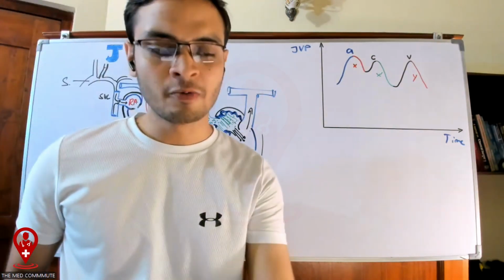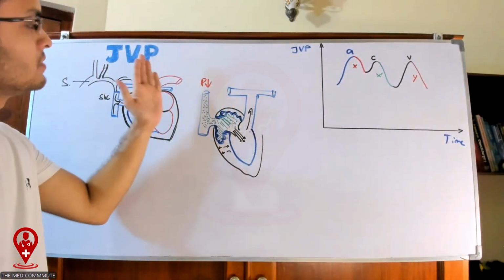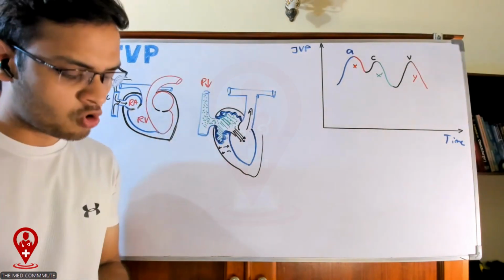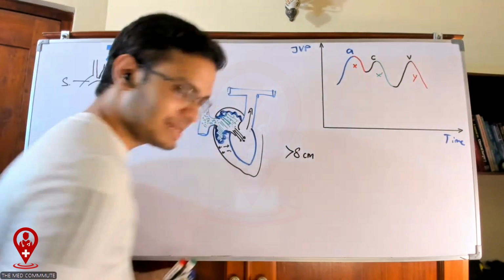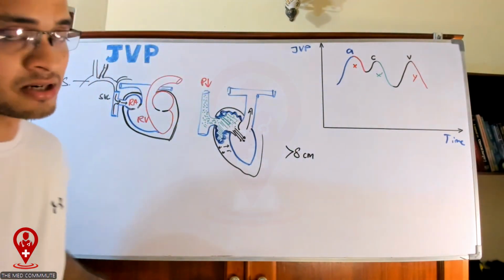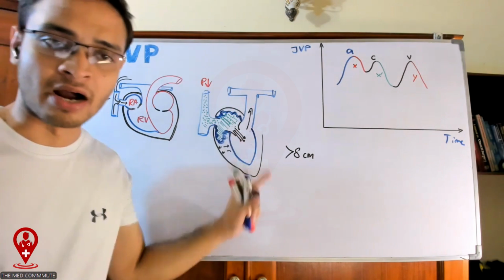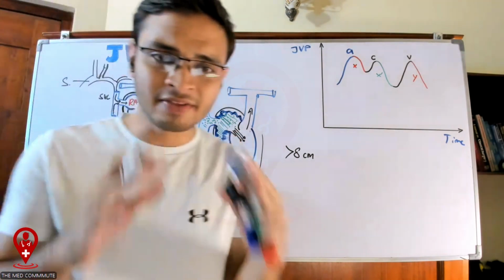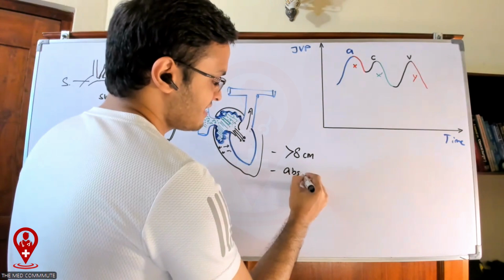Here are just a few points I want you all to remember about the JVP. If the jugular venous pressure is more than 8 centimeters as we measure it, one of our primary differentials is congestive heart failure, right heart failure. And the next thing, we can have conditions where there is an absent A wave.